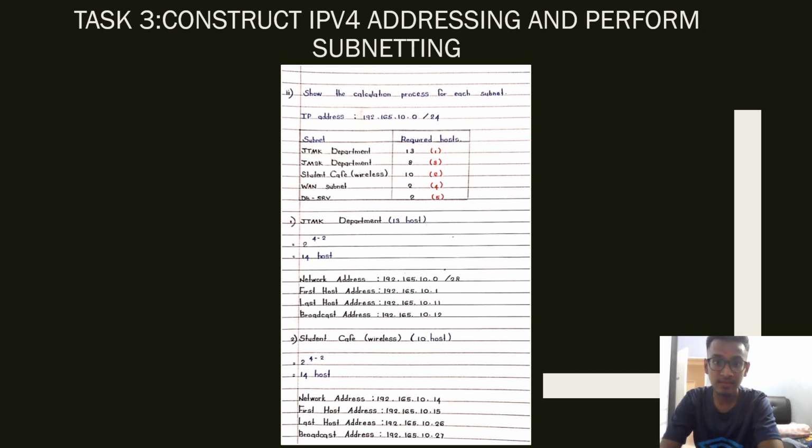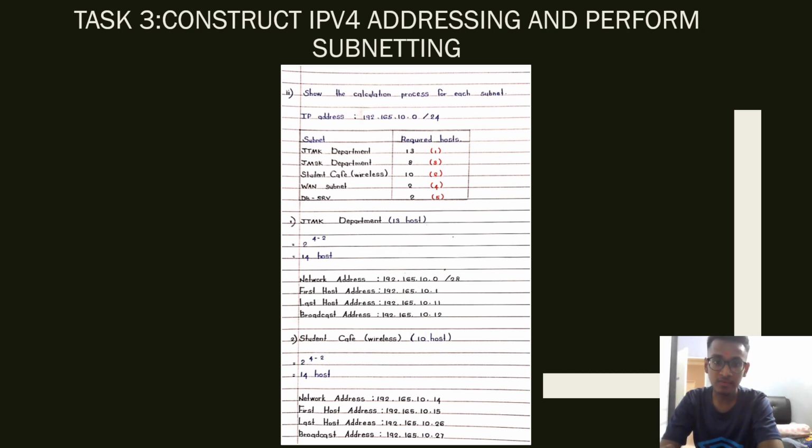Sorry. So the JTMK department has a total of 13 hosts, 2 to the power of 4 minus 2 equals 14 hosts. Network address is 192.165.10.0 /28, while the first host address is 192.165.10.1. Last host address is 192.165.10.11, and also the broadcast address, which is 192.165.10.12. So student cafe wireless, 2 to the power of 4 minus 2 equals 14 hosts also.